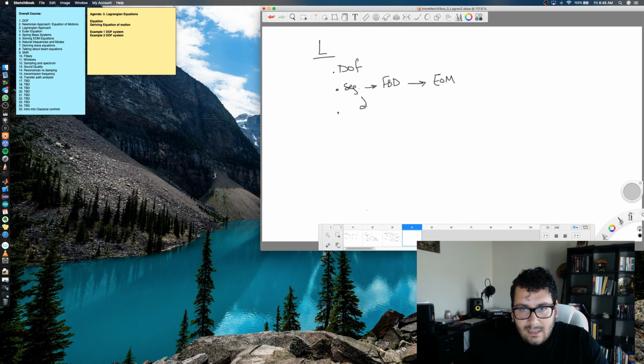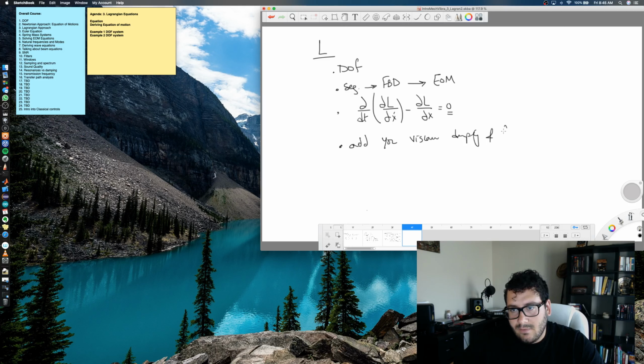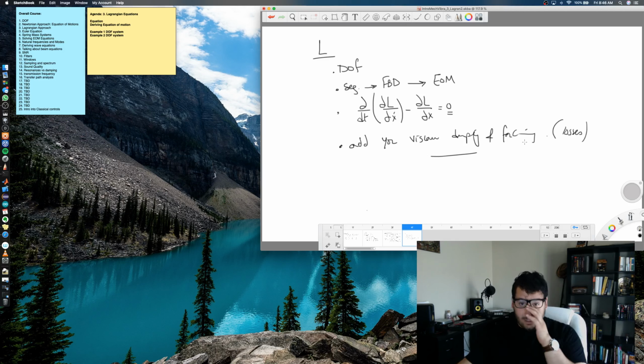And then after that, you apply the equation, which is d over dt of partial L over partial x dot minus partial L over partial x equals 0, conservative order. And then you add your viscous damping and forcing. Your losses, basically. Losses or gains, stuff that is not related to the system that's being conserved.